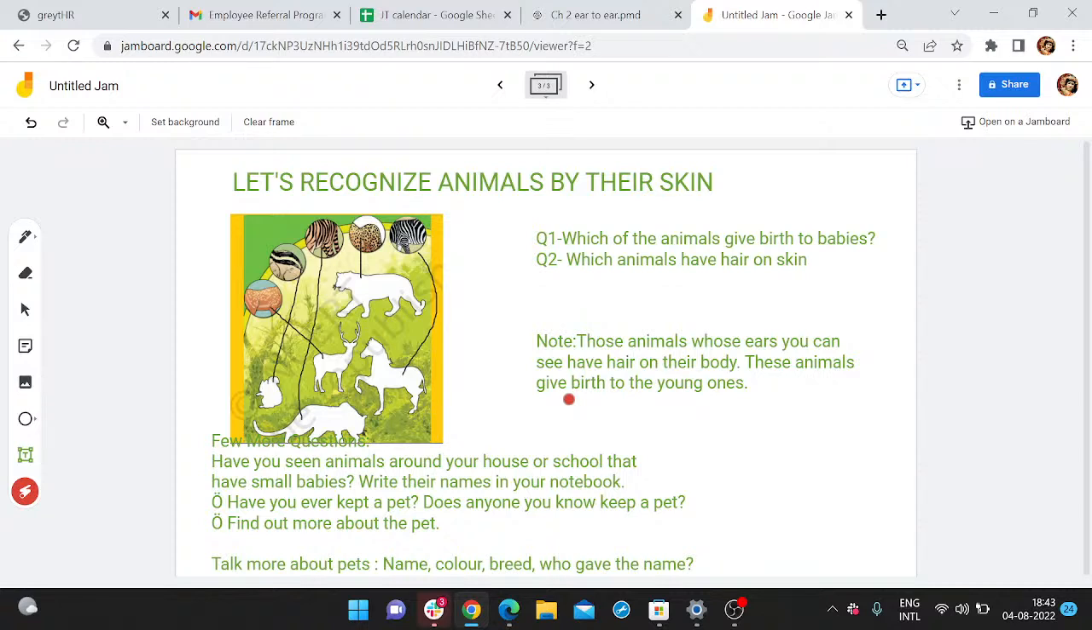So if we have a look at the cat, again, cat is really soft. She has so much hair grown on her body. You can find hair everywhere on her body. And also you can clearly figure out the ears. That means if she has ears, she must be having hair, which she does have. And then ये सारे जो हैं ये kittens, cats भी kittens देती हैं. So this is a very important note which you need to keep in mind.